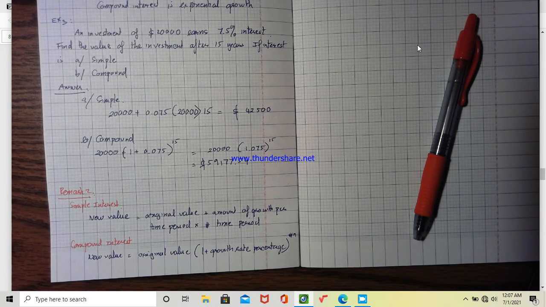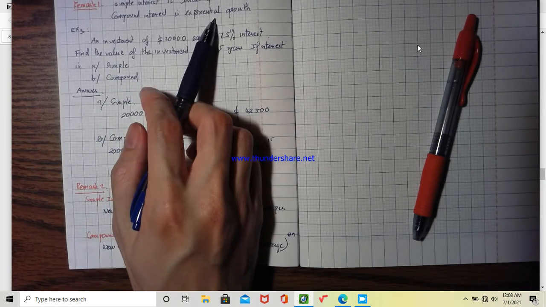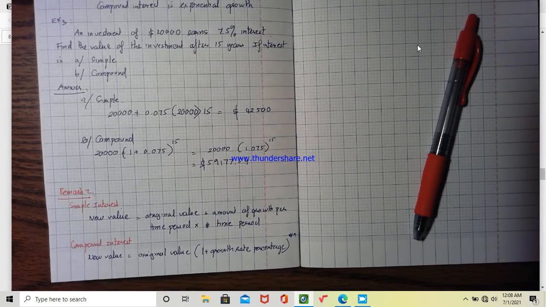Is everybody clear on this? It's not really that hard, right? But when you do the problem, you must be able to distinguish between compound and simple. But in most problems, they tell you right away: this is simple interest, this is compound interest. So it's going to be very easy. And remember that simple interest is linear growth, and compound interest is exponential growth. That's why compound interest will help you make more money.